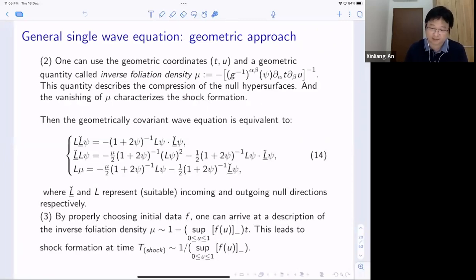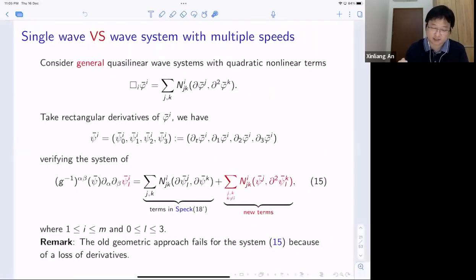Let's see what the difficulty would be if we want to generalize this approach to a system, not a single wave equation. This will be a general quasilinear wave system with quadratic nonlinear terms. If we take an additional derivative, this equation can be translated into a more geometric form, which is here. As we can see, in general on the right-hand side we have the top order coupling. Even though this is an equation for the Poisson I, we will have the second derivative of Poisson k here. But this is a top order coupling.